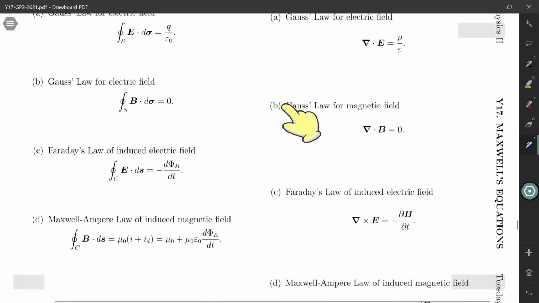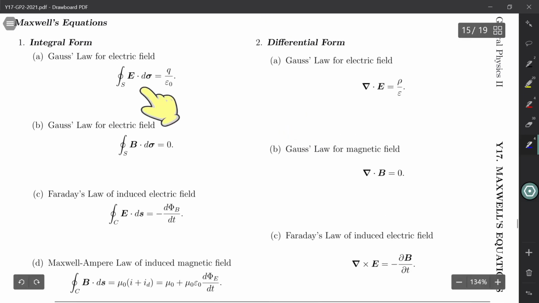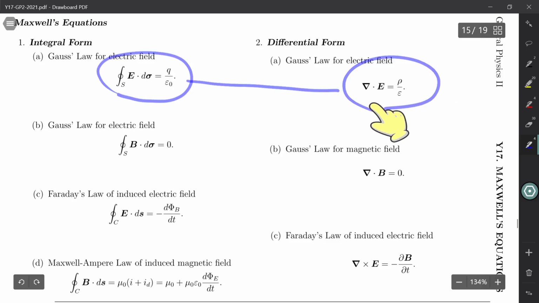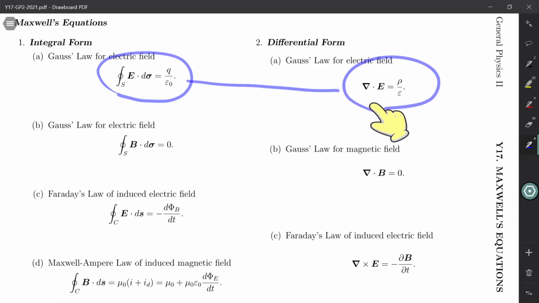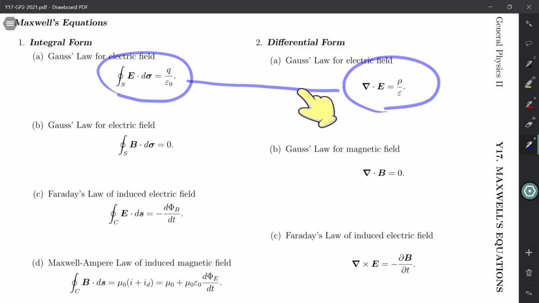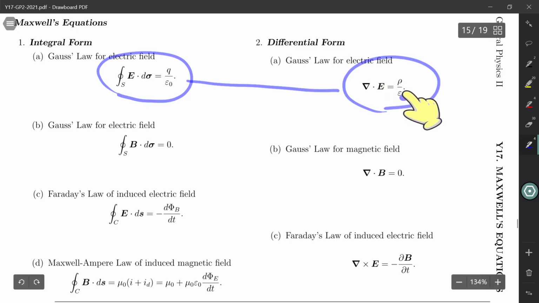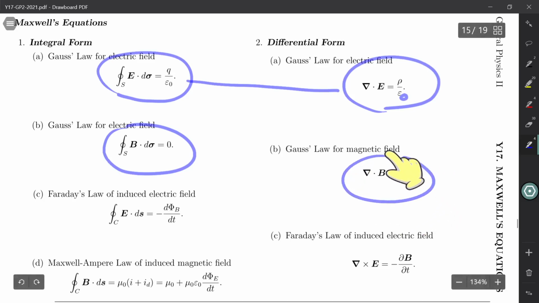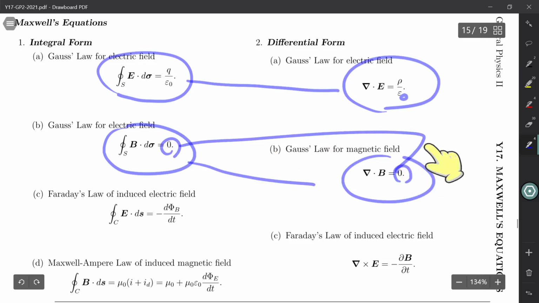We summarize everything together. We have Gauss's law, the integral form of Gauss's law, and the differential form of Gauss's law. We have epsilon zero here. In the magnetic field case, Gauss's law equals zero, meaning no magnetic monopole.